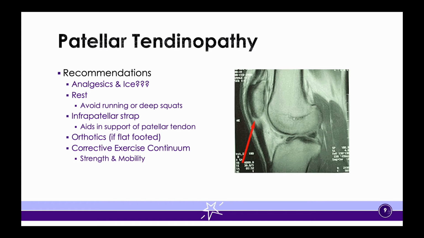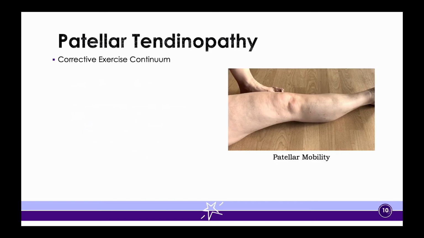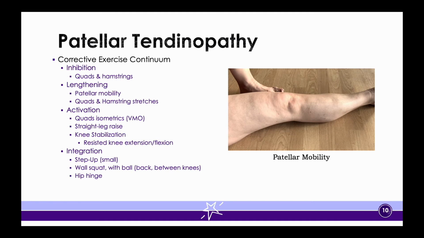And then we also have our corrective exercise continuum to work on our strength and mobility. So let's take a look at what that looks like. So remember, our corrective exercise continuums go through inhibition, lengthening, activation, and integration exercises. So the first thing we want to do is inhibit the neuromuscular messages that are being sent to the overly strong muscle groups, such as the quads and or the hamstrings. So foam rolling, other self-myofascial release we could do there.